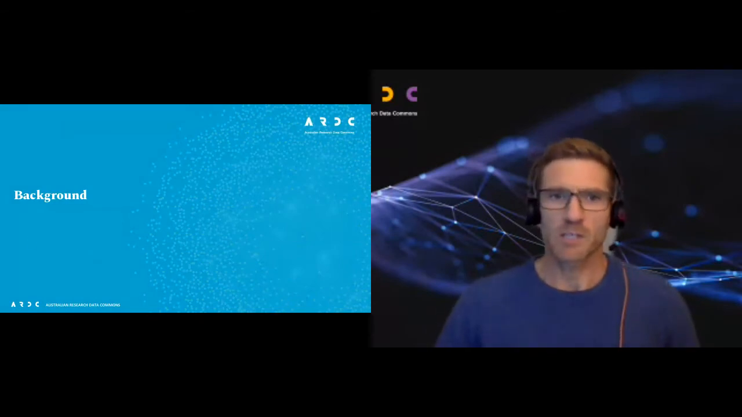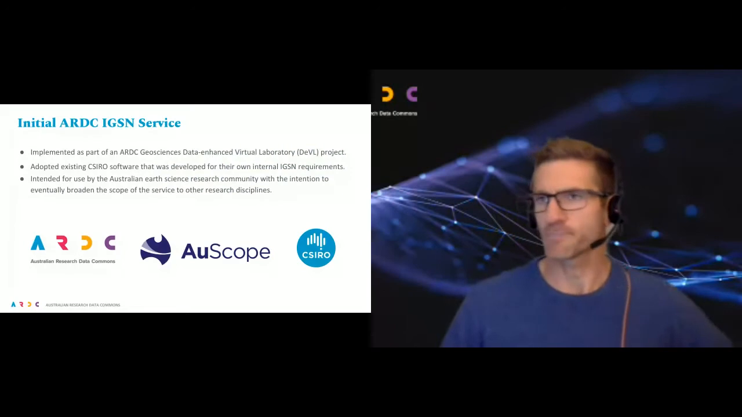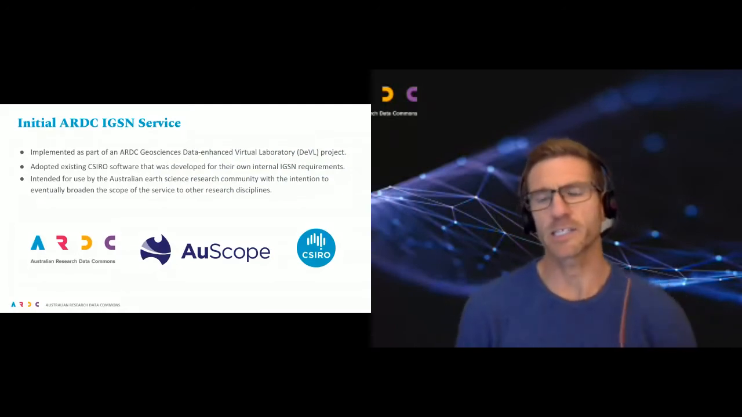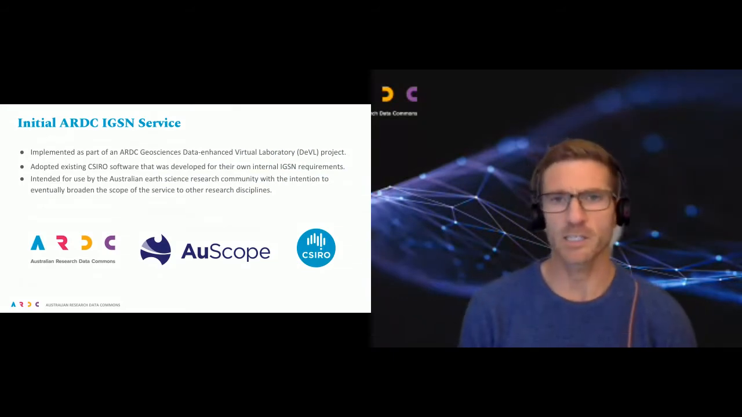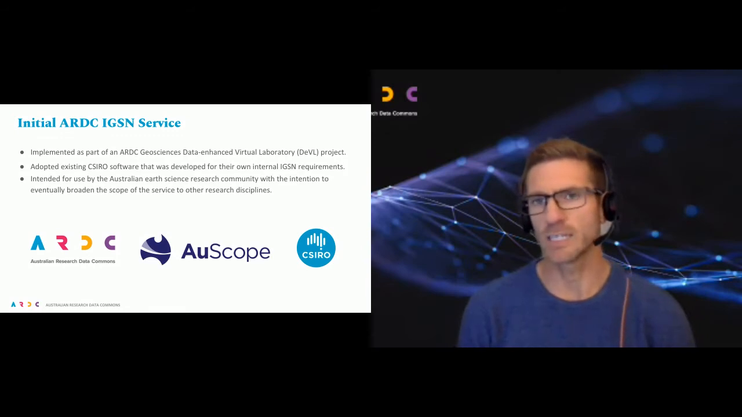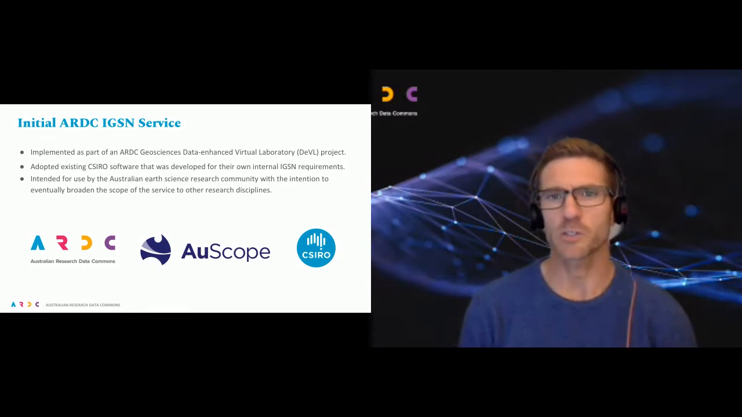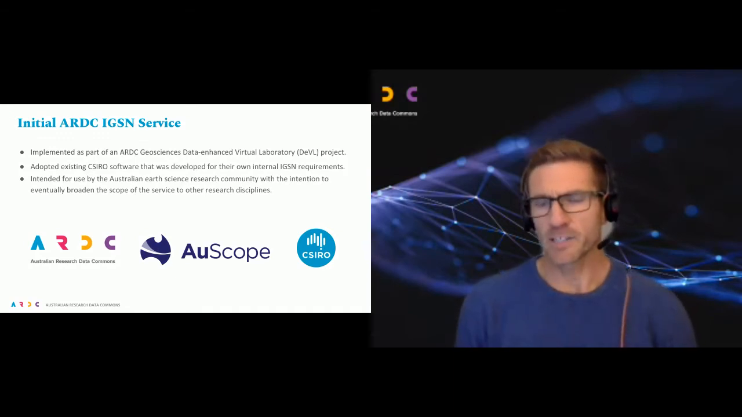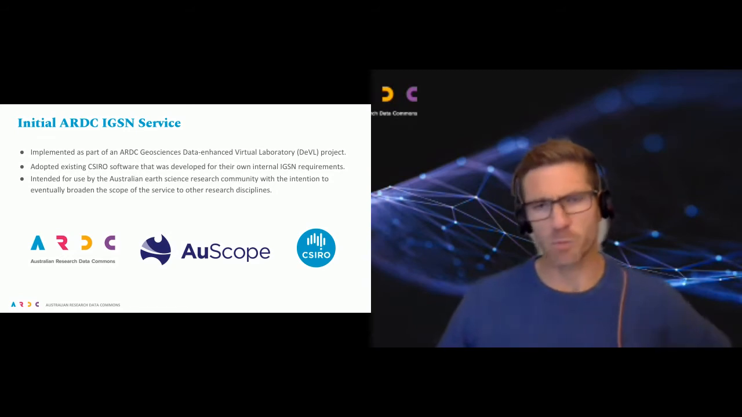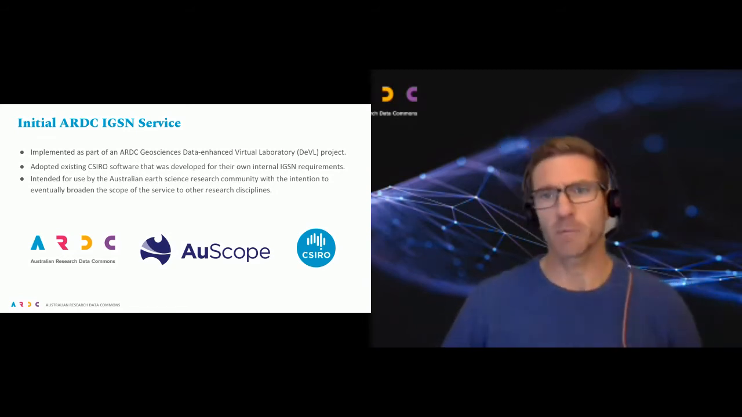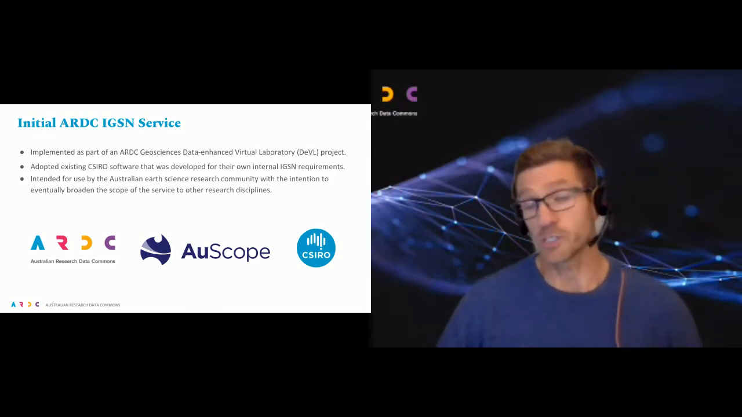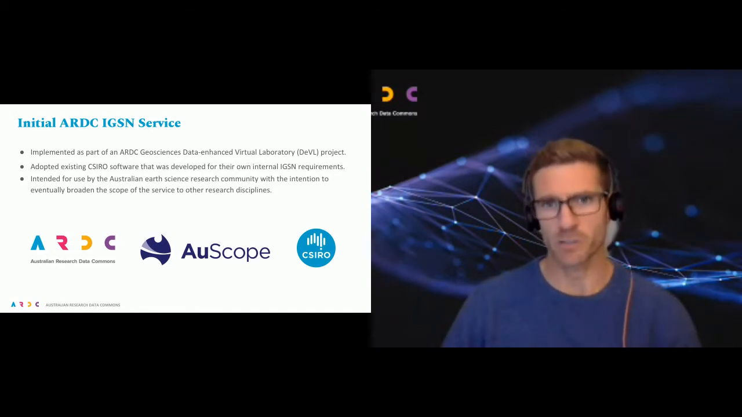In terms of providing a little bit of a context around the ARDC IGSN service, in 2018, the ARDC stood up its initial IGSN service, and it was a collaboration between the ARDC, Auscope, which is a research facility in Australia, and also the Commonwealth Scientific and Industrial Research Organisation, CSIRO. And the service was basically implemented as part of a Geosciences Data Enhanced Virtual Laboratory project, which was an ARDC funded project. And the project was proposing to implement an IGSN service basically for the earth sciences community. And ARDC saw this as an opportunity to scale it into a national infrastructure offering.